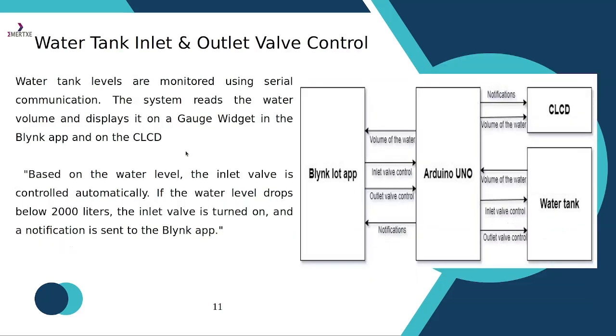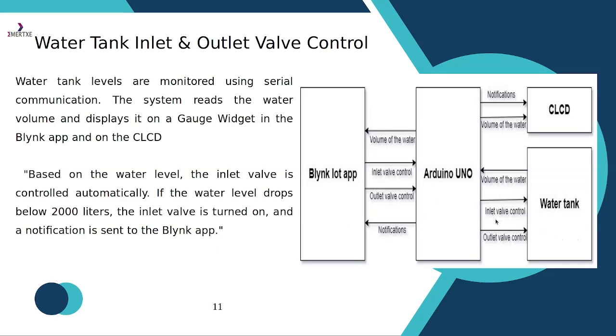When we come to the water tank inlet and outlet valve, we added a water tank to it. So there we have two outputs, which are the inlet valve and then the outlet valve. We design the same thing inside the Blink app, whereby when you click on the inlet valve and turn it on, automatically this one turns on, and when you turn on the outlet valve, the same thing happens over here.